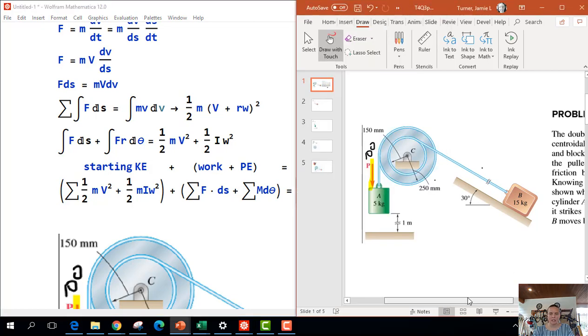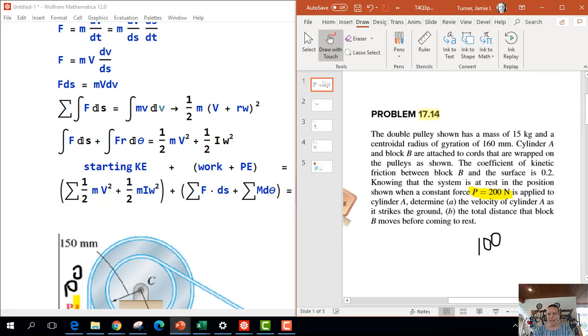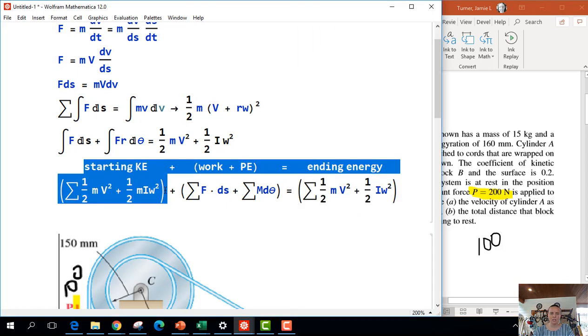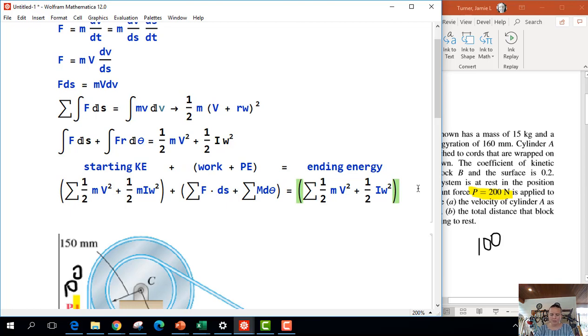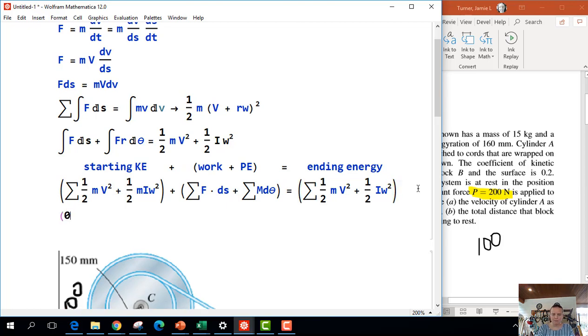So let's just go back to the problem statement. It says, knowing that the system is at rest in the position shown. So that makes starting energy easy. We're going to start with a great big 0. So our starting energy is 0.